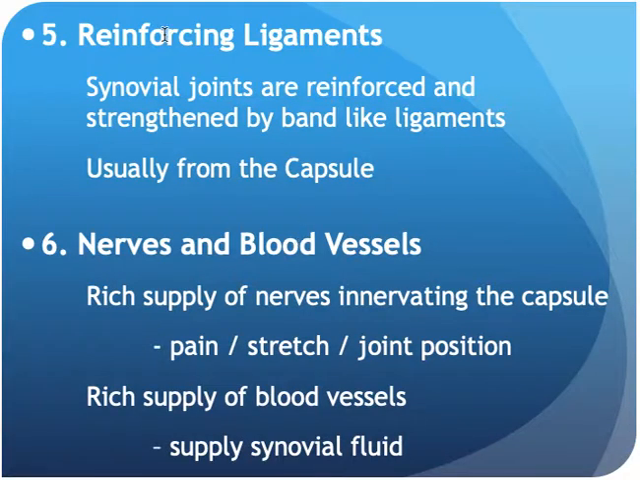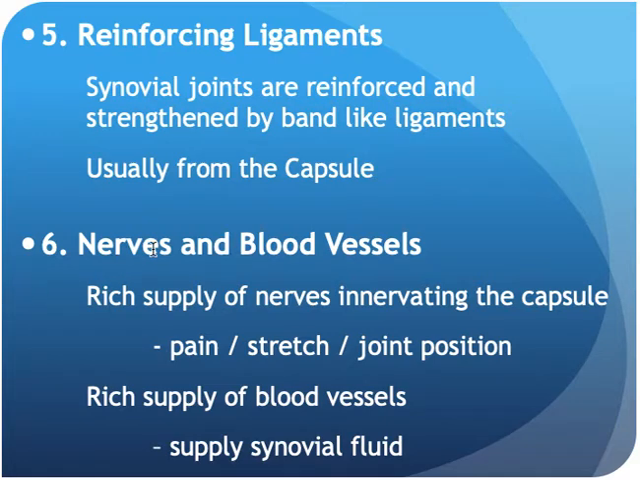So number 5 was we have reinforcing ligaments. Synovial joints are reinforced and strengthened by band-like ligaments. Again, we'll talk about all the ligaments in the knee, and a lot of us have had knee injuries and torn ligaments. But these usually come from that capsule, so you want to remember that the capsule and the ligaments are a continuous unit, not something totally separate.